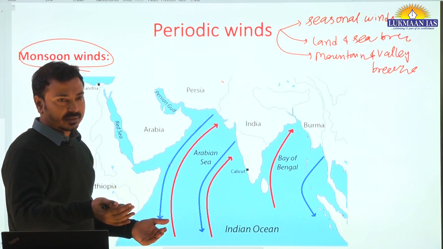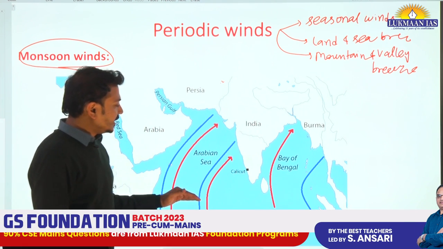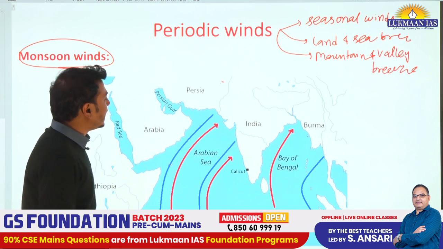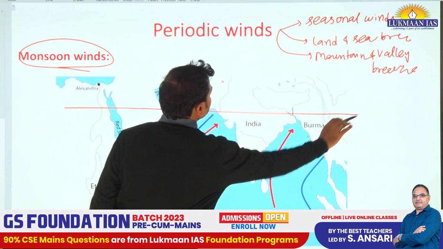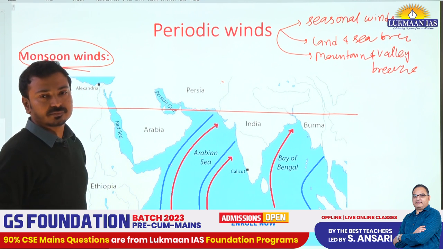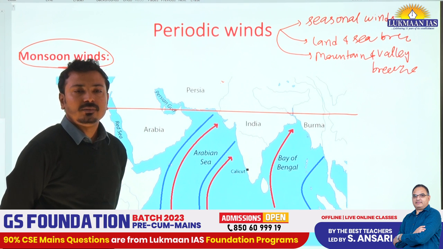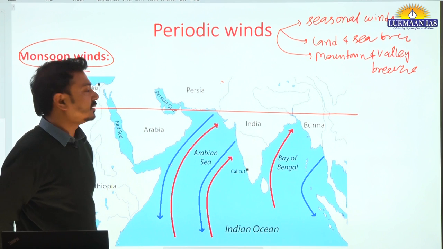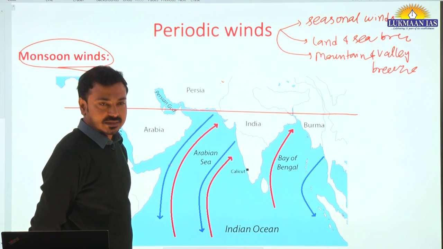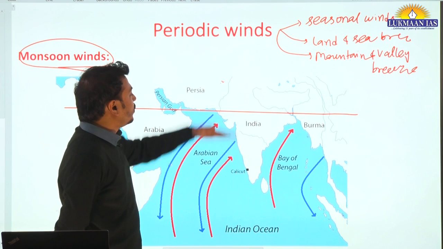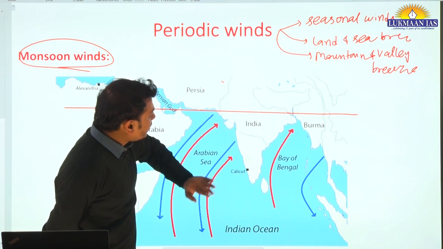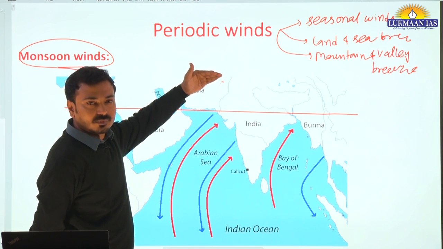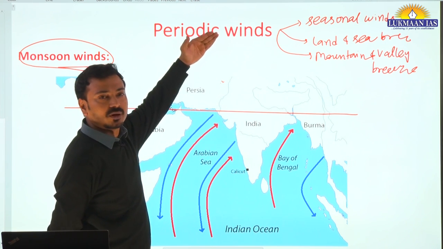The other explanation can be simply, these are trade winds. As we see that during the summer, where is the sun overhead? Along the Tropic of Cancer. Now, when the sun is overhead here, all the pressure belts shift to the north.